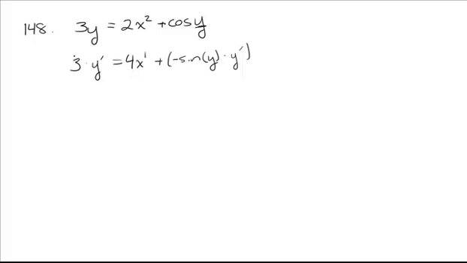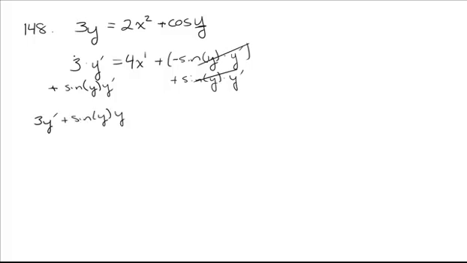So now we see that we have two y prime terms and one without a y prime. And we want to solve for y prime. So what I'm going to do is add this term, sine of y times y prime, to both sides, because what that does is it gets both terms with y prime in it on the same side, cancels it out from here. So I have 3y prime plus sine of y times y prime equals 4x to the first. We don't need to write the 1.